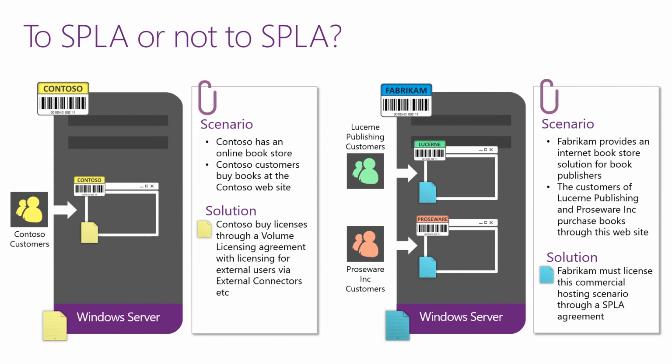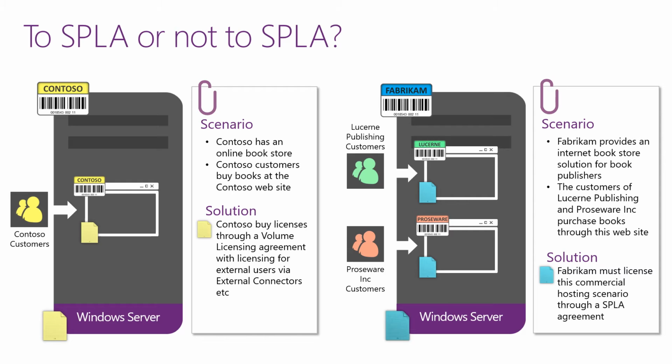But on the right-hand side of the diagram, we have Fabricam. Now, Fabricam have a book-selling solution too, but it's significantly different from the Contoso one. What Fabricam have done is to set up an infrastructure for publishers to sell books to their own customers. And because it's not Fabricam's direct customers who are buying from the sites, this scenario qualifies as a commercial hosting scenario, which isn't allowed under a volume licensing agreement and therefore must be licensed through SPLA.